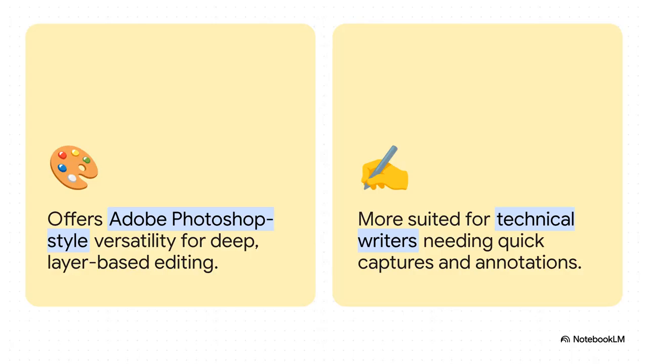Now, what's really interesting here are the two different ways to think about this. On one side, you've got GIMP. GIMP is basically the free version of Adobe Photoshop. It can do pretty much anything you can imagine. On the other side, you've got Snagit, which is built for speed. It's all about getting a quick screen capture, adding a note, and moving on. It's perfect for that kind of workflow.